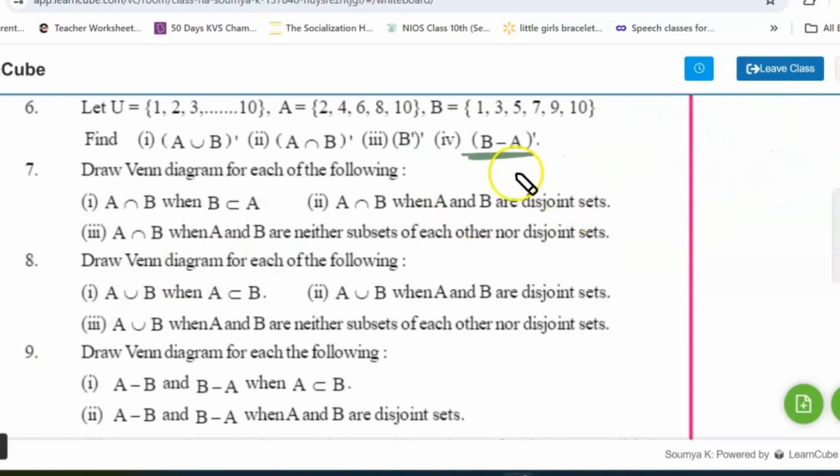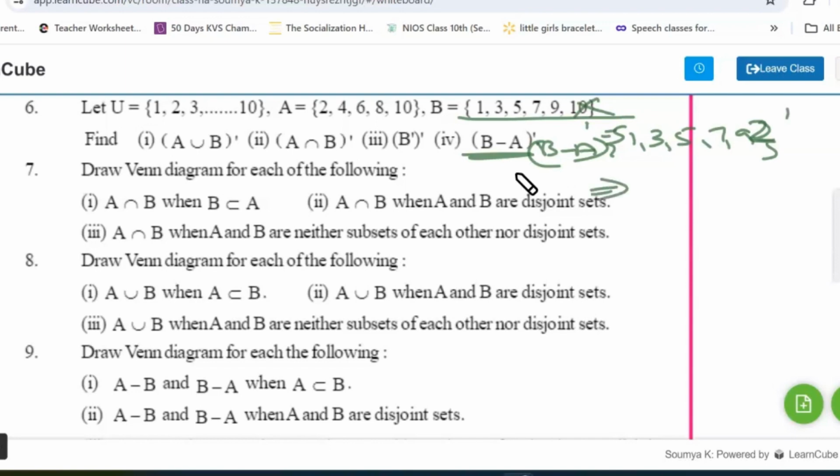B minus A. So you have these elements here: 1, 3, 5, 7, 9. Subtract these elements from this. That means include these elements and remove any elements which are available here. So you have got similarly 10 here. So the new set would be 1, 3, 5, 7 and 9. This is B minus A, and include the complement of this.